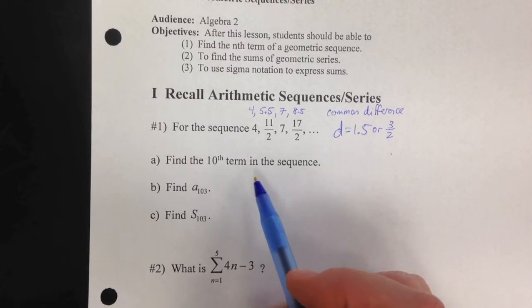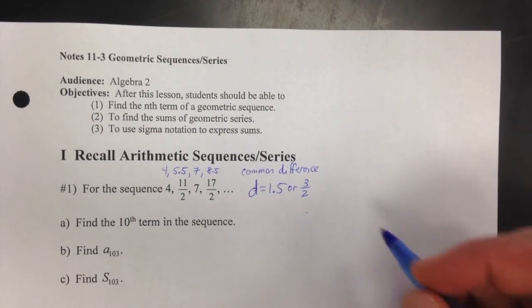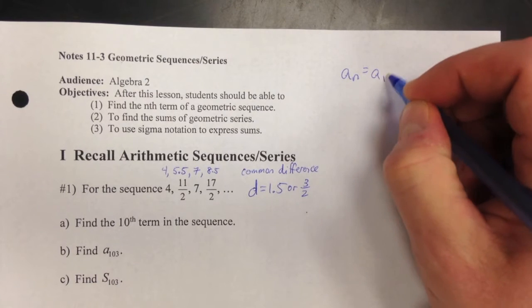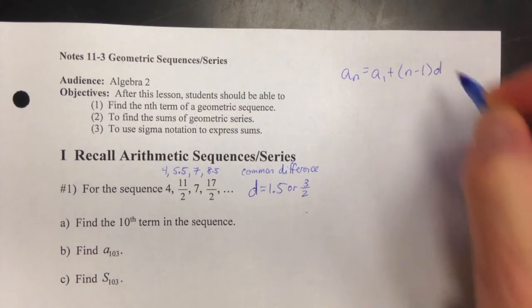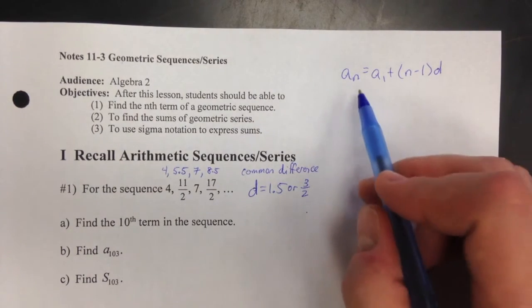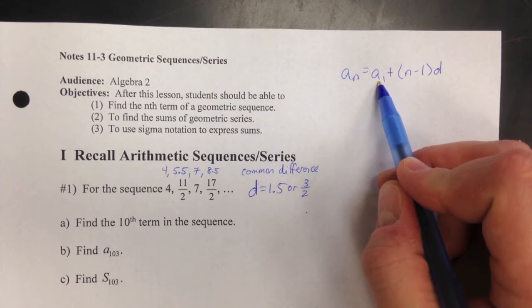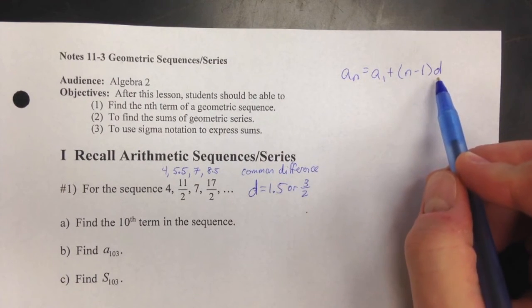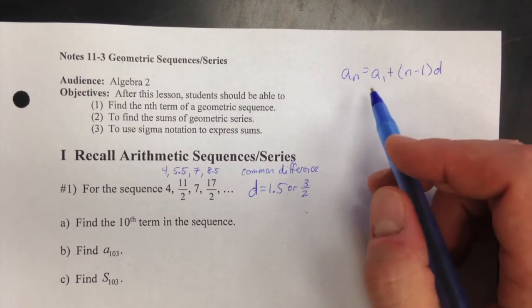Well, we have a formula for that. I'm going to write it up at the top here. a sub n equals a sub 1 plus parentheses n minus 1 times d. a sub n is the nth term, that's the last term that you're trying to find. a sub 1 is the first term, n is the number of terms, and d is the common difference. Okay, so that's for finding the nth term.